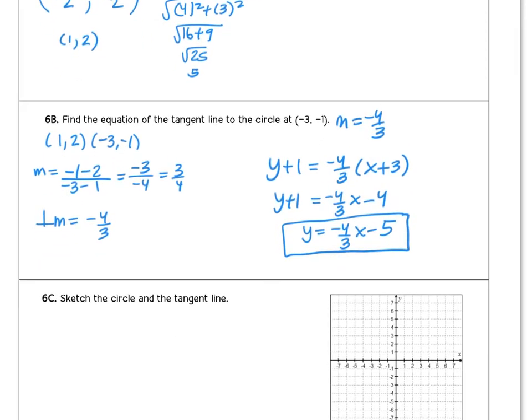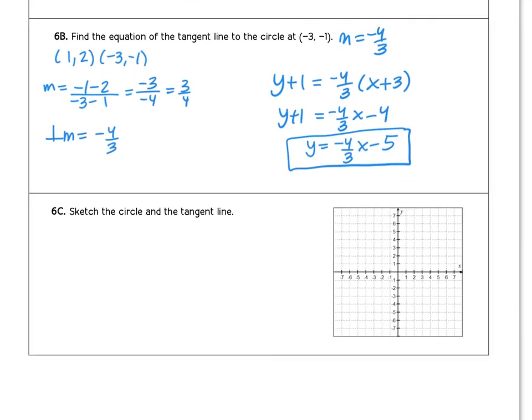All right, next, sketch the circle and the tangent line. So let's do that. Our equation has the center at 1, 2. Oops, let me erase this a little bit. Okay, 1, 2. There's my center. The tangent line goes to the point -3, -1. And the circle has a radius of 5. 1, 2, 3, 4, 5, in each direction.